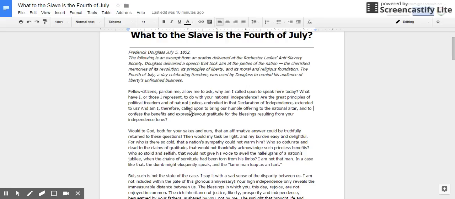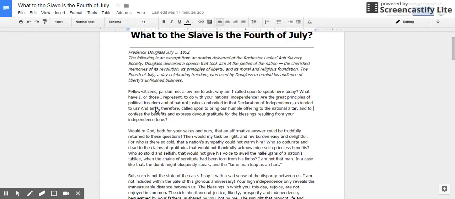Douglass starts off by asking a bunch of questions. He says, why am I called upon to speak here today? And if you think about it, that's really surprising. When a distinguished speaker who's supposed to be starting off a convention gets up, and he just asks, why am I asked to speak today? What have I, or those I represent, slaves, to do with your national independence?